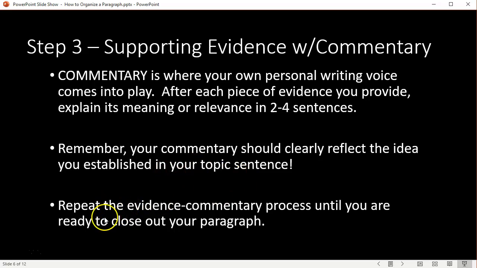The other thing, once again, for length, you just want to repeat that evidence-commentary process until you're ready to close out your paragraph. So if your paragraph feels small, maybe your teacher asks you for a 12-sentence paragraph and you've got 8, the way to get from 8 to 12 would be to provide another piece of evidence and then enough commentary to add that in. So it might be 1 piece of evidence, 1 sentence, 3 commentary sentences, and boom, you've turned 8 into 12 sentences.